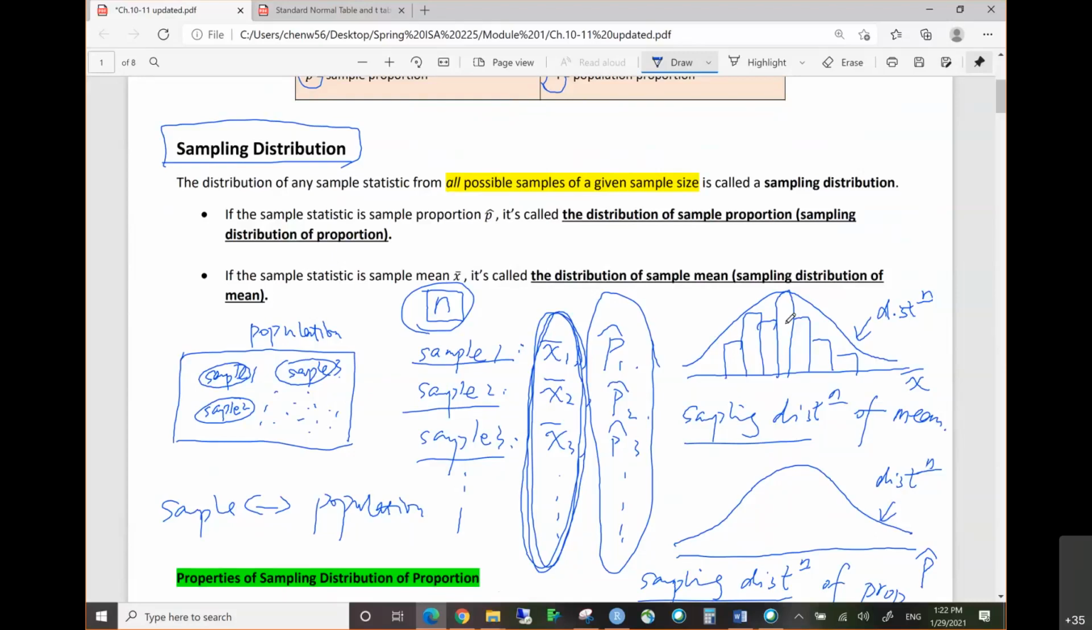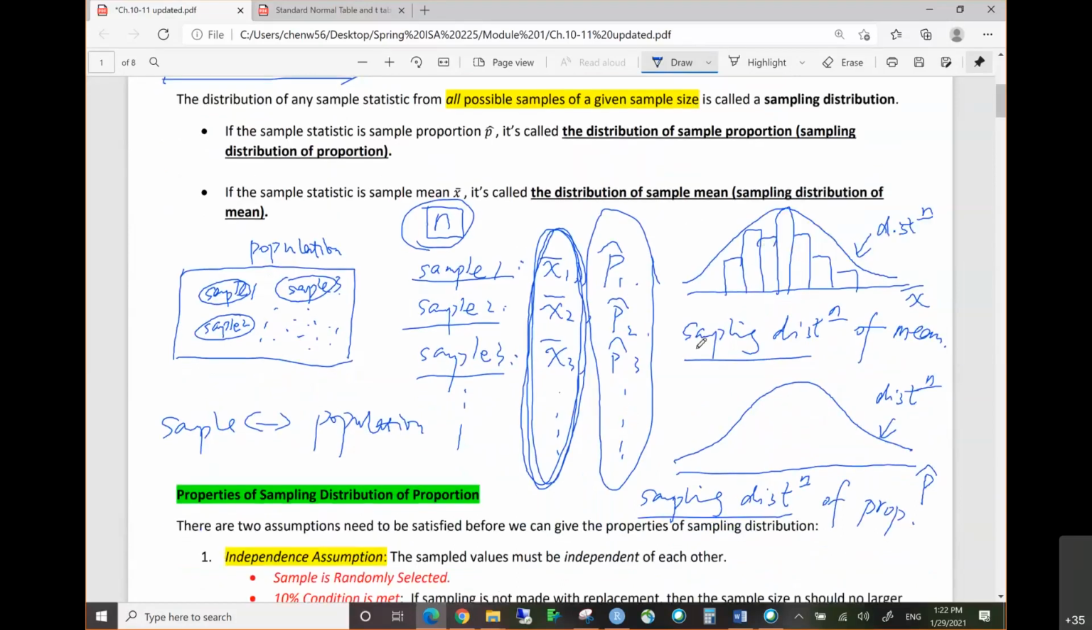But we want to study a special case: if this sampling distribution follows a normal distribution, then we can do a lot of things, right? If it is a normal distribution, then we can go to the standard normal table, and then we can find the probability to the left or to the right. We can get the confidence intervals. We can do the hypothesis test. All these things are based on only when the sampling distribution is a normal distribution.